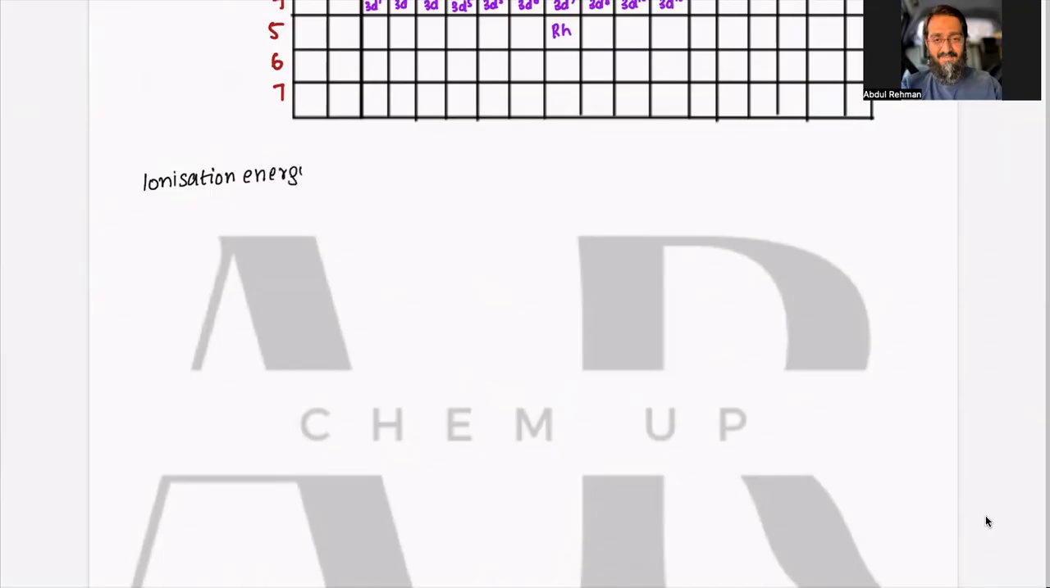The initial concept we got is that it is the energy that is needed to turn an atom into an ion. So the first thing that you need to remember is that this energy is always specific to the formation of a cation. That is really important.